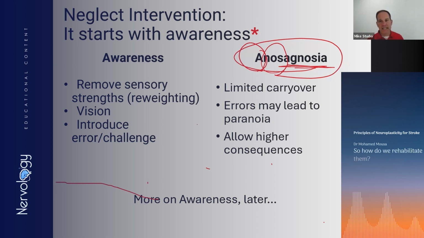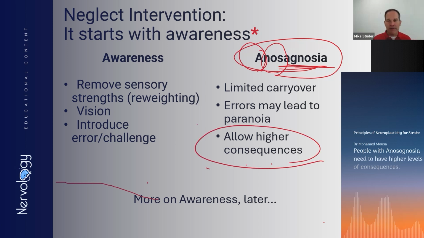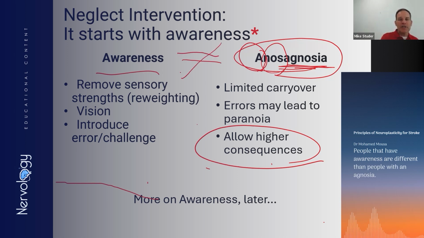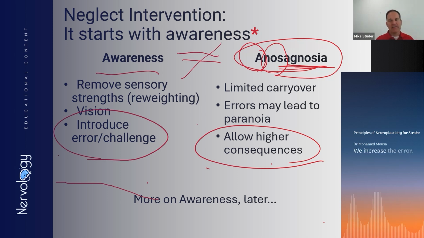So how do we rehabilitate them? People with anosognosia need to have higher levels of consequences. We keep them safe, but we allow them to fail in our protective hands. People that have awareness are different than people with anosognosia. We increase the error. We increase the challenge for them.